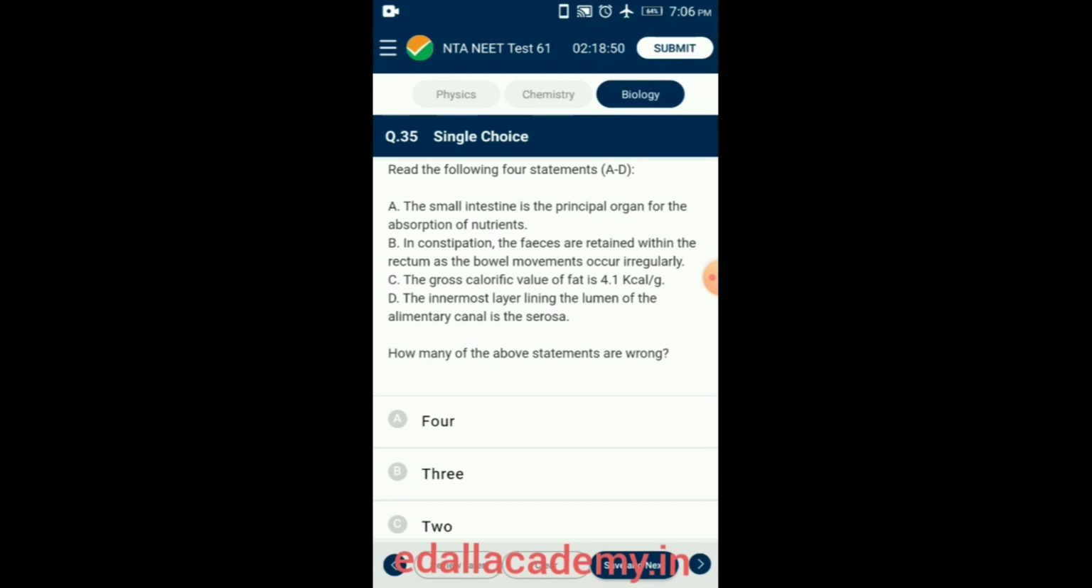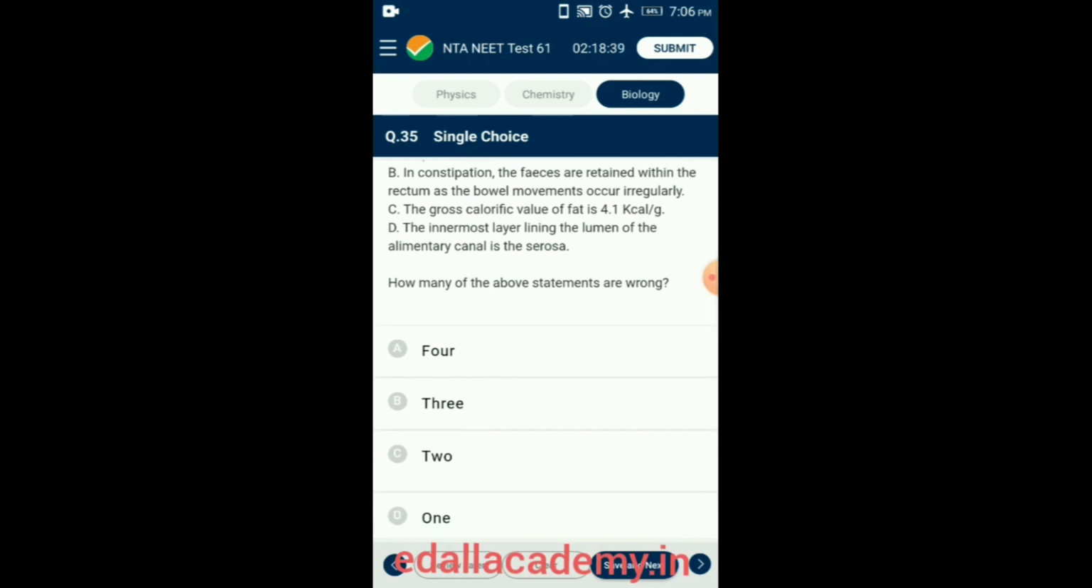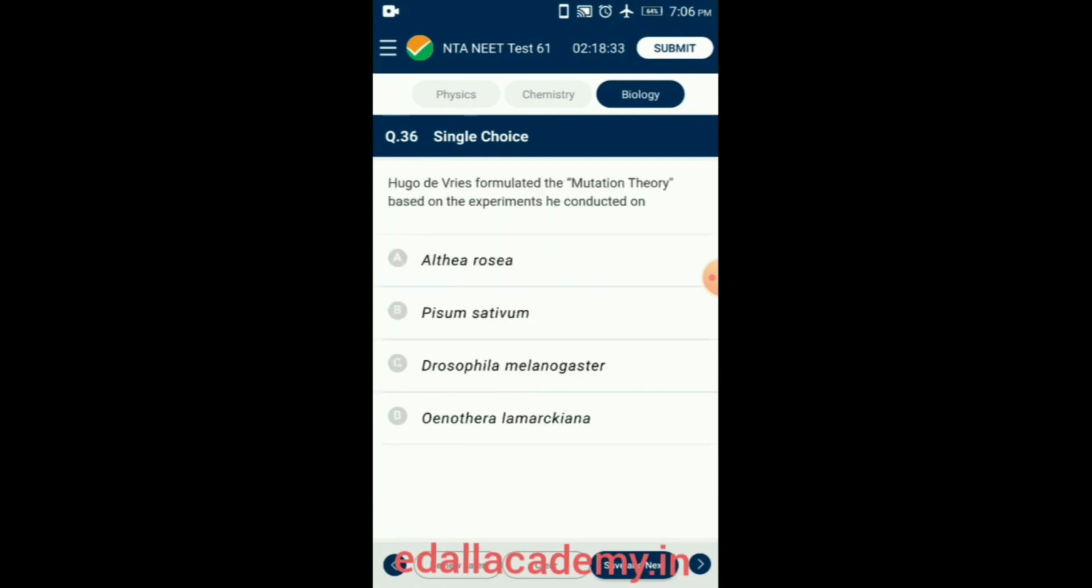So from the given statements, 1 and 2 are correct, whereas 3 and 4 are incorrect. So the correct option is option C. Two statements are correct and two statements are wrong. Question number 36. Hugo de Vries formulated the mutation theory based on the experiments he conducted on. Hugo de Vries observed a number of mutations in his experimental plant evening primrose, Oenothera lamarckiana. So the correct option is option D, Oenothera lamarckiana.